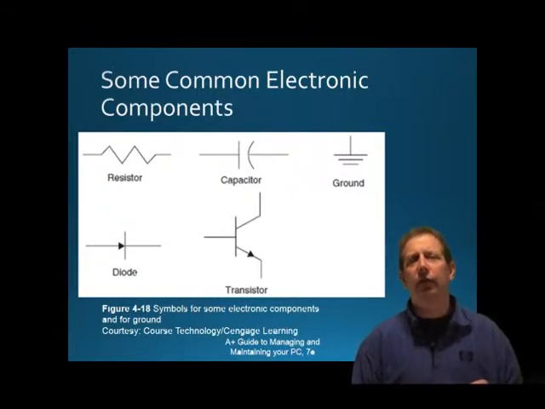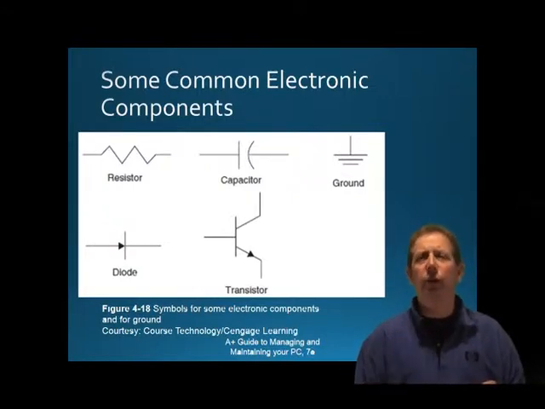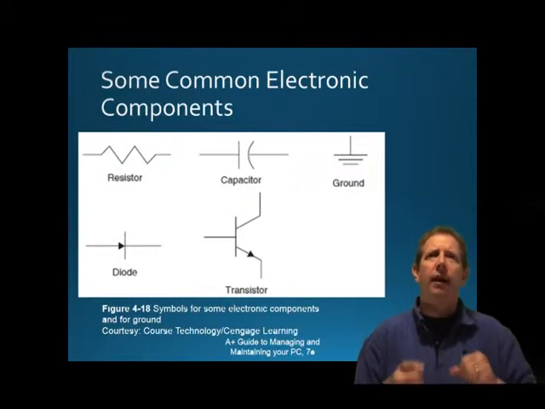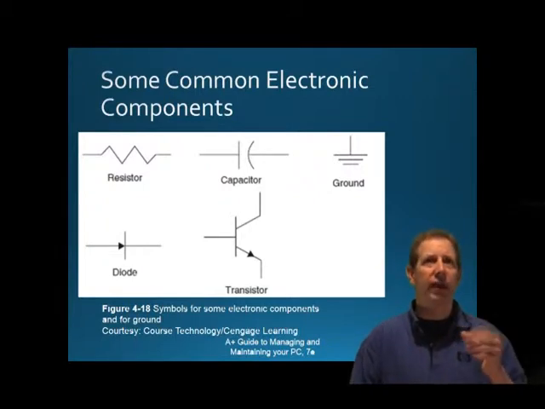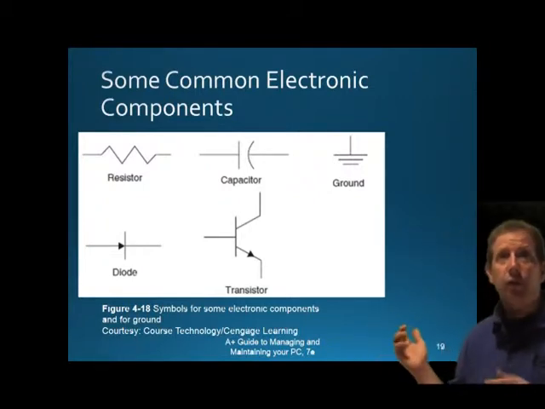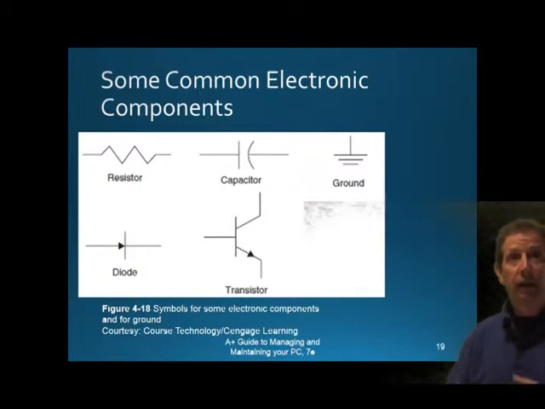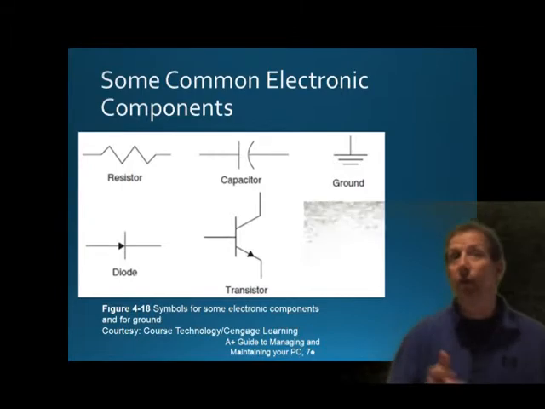Now some common electrical components. It's important you understand the basic electronic components that make up a PC and how they work. Basic electronic components in a PC include transistors, capacitors, diodes, and resistors, each of which we'll discuss later. The figure behind me shows the symbols for these components. Also notice in the figure the symbol for ground.